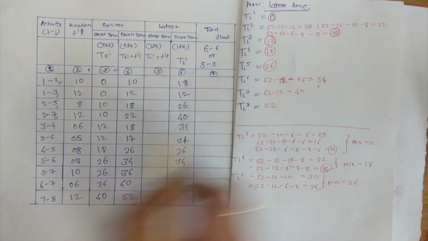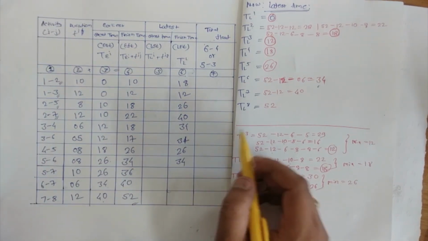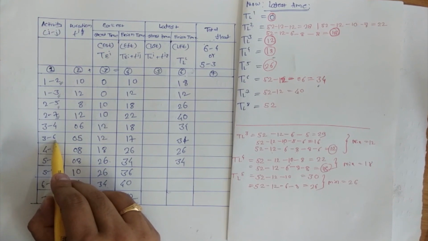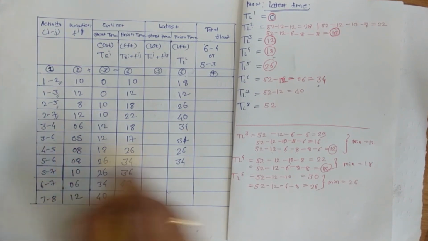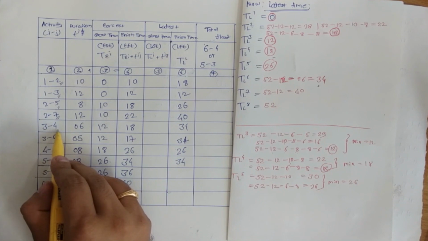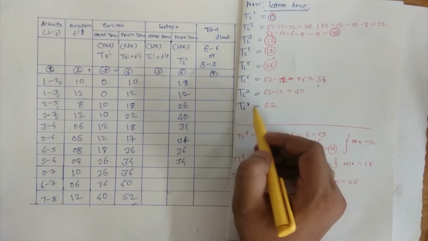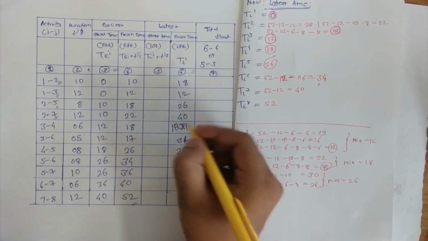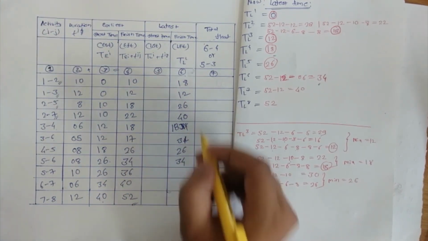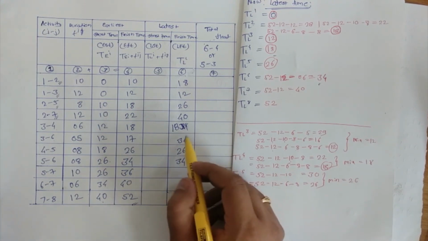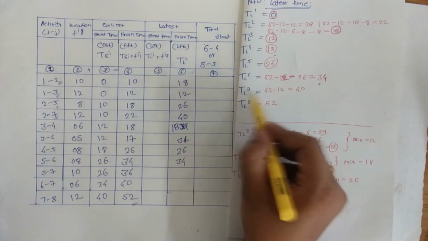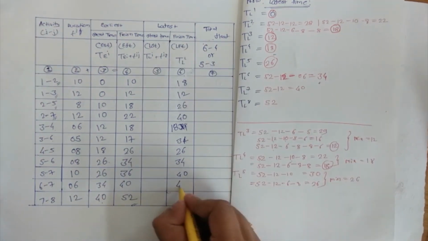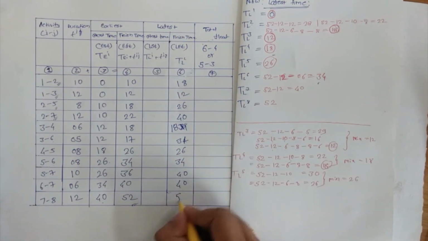I'll check whether I have committed a mistake. 3 to 4, it is 18. 3 to 6, it is 34. 3 to 4, it is not 18, it should be 18. It's too complicated, a mistake you should avoid. Okay, then 5 to 7, that is 40. 6 to 7, that is 40, and 7 to 8, that is 52.